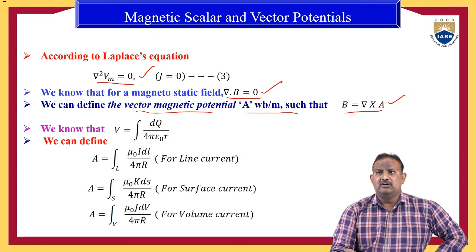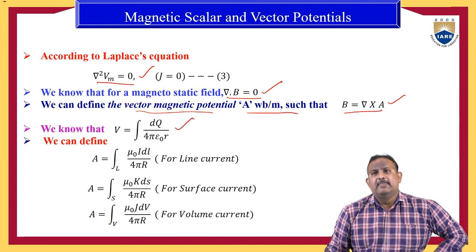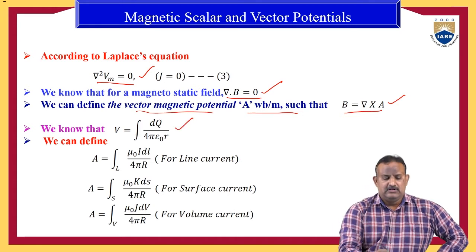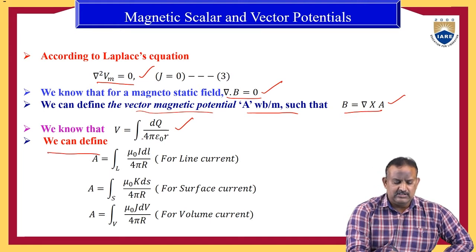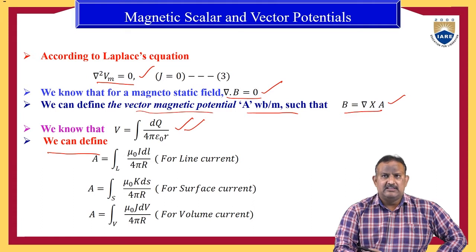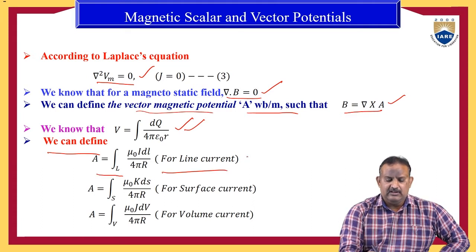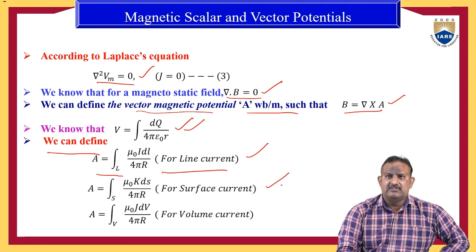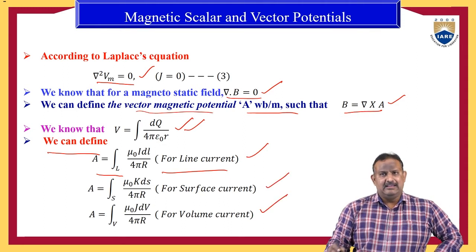Already we know that the electric potential V is equal to the integral of dq by 4 pi epsilon naught r. Therefore, using the same electric potential, we can define the magnetic vector potential A. We can define it for line current, for surface current, and for volume current. Let us first assume a line current.